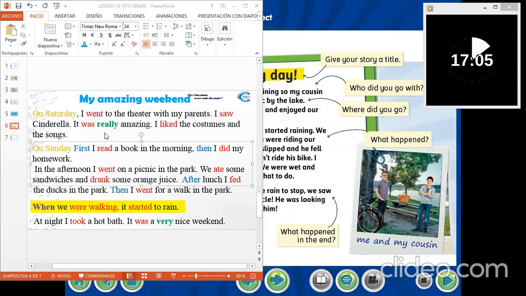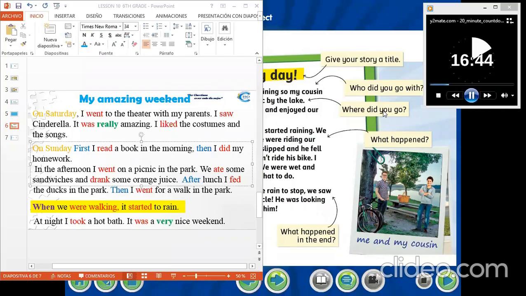In the morning, Saturday afternoon, Saturday evening. Then the same. What did you do on Sunday? Sunday morning, Sunday afternoon, Sunday evening. Use the verb in past tense. Ya, profe. Gracias. Good.